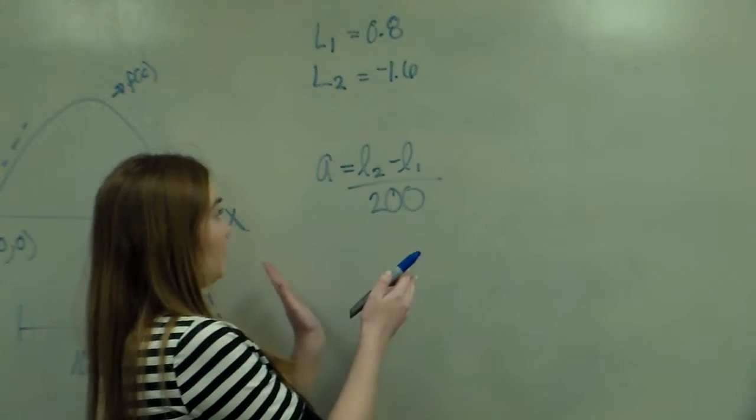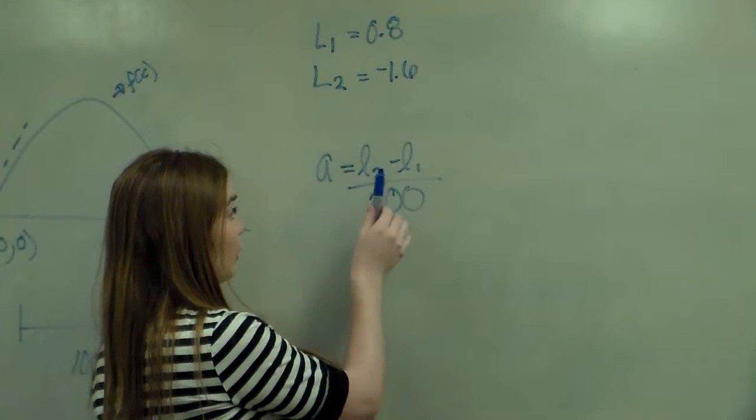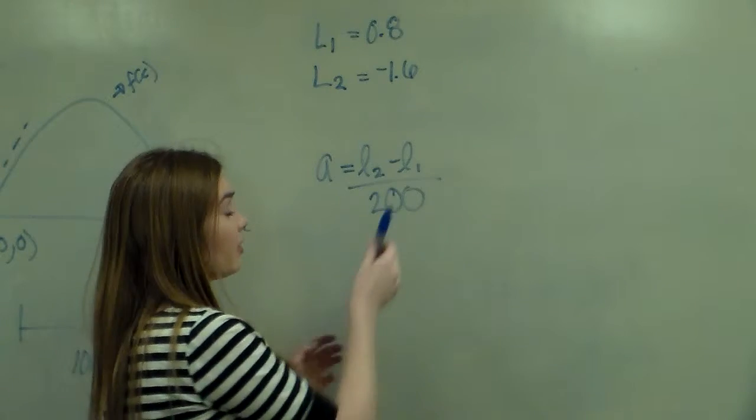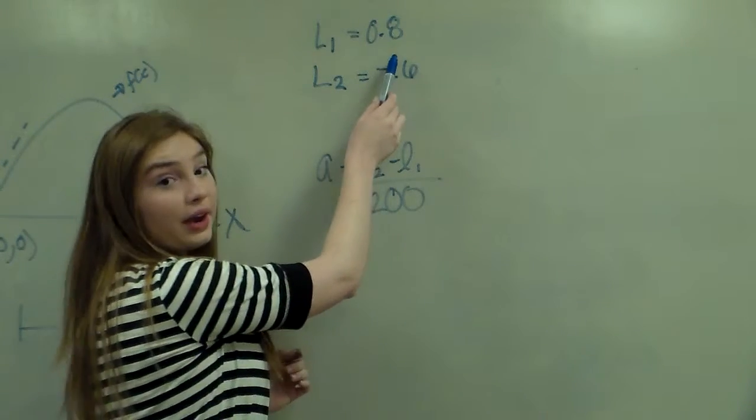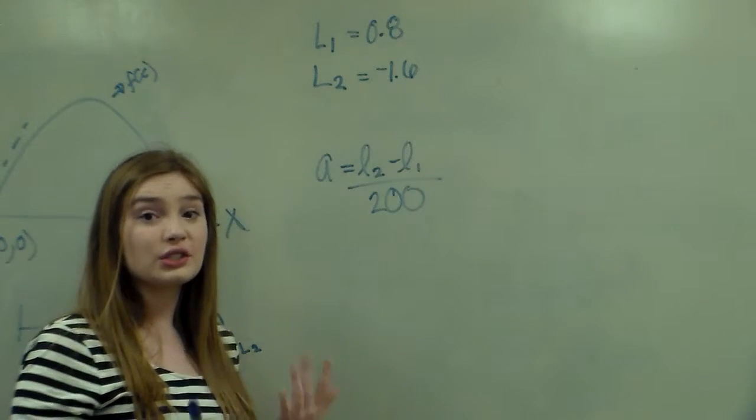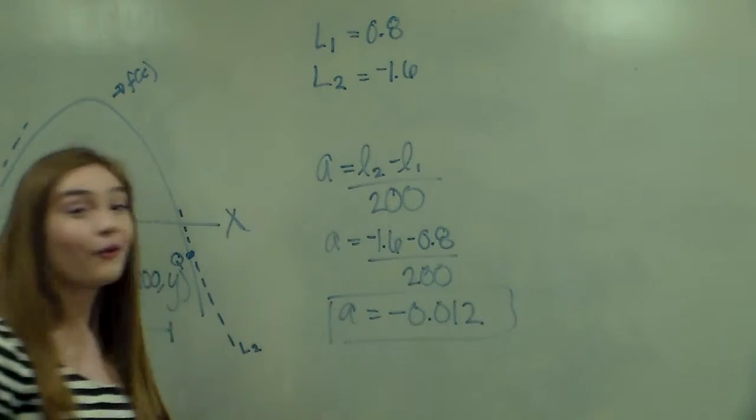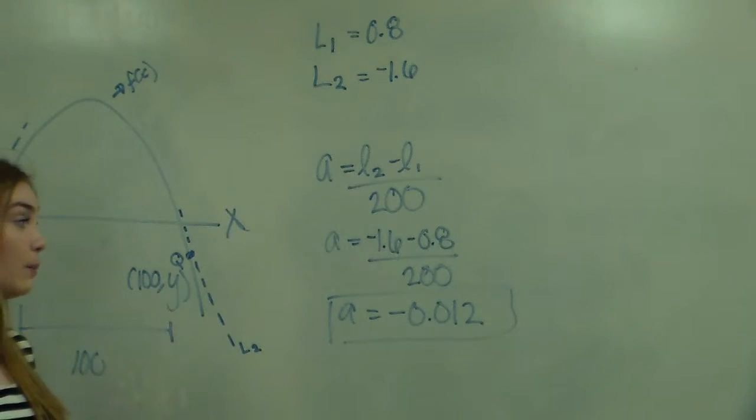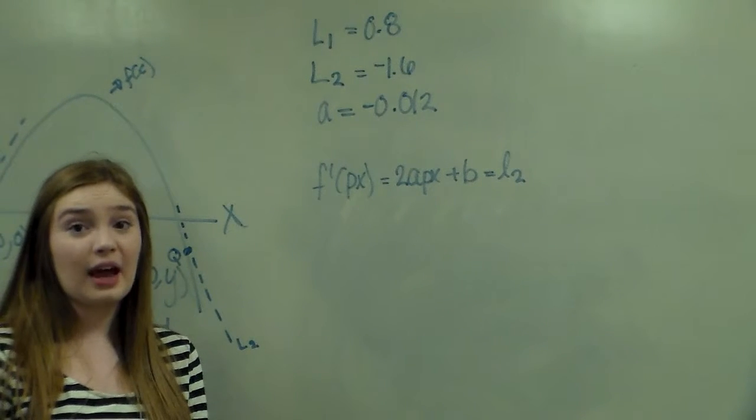So in order to complete this solution of a, we have to plug in the values for L sub 2 and L sub 1, which are basically their slopes, and we found that their slopes are 0.8 and negative 1.6. So I'm going to plug those into the equation to find a. Therefore, a equals negative 0.012. Since we have a's value, we can now solve for b.